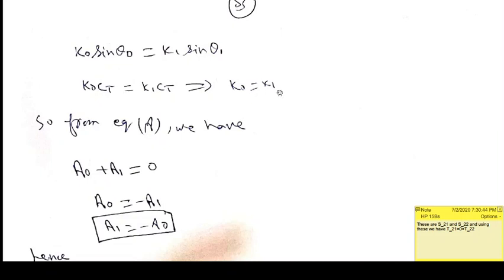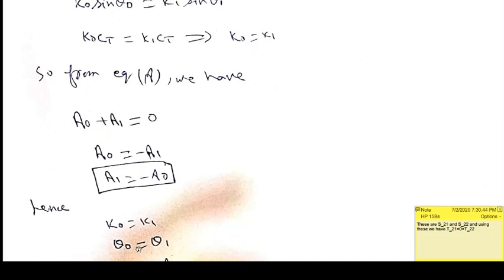Now if you use this here, k1 will be cancelled out, and you will have sin theta naught equals sin theta 1. So by operating with the help of sine inverse, you can write theta naught equals theta 1. That is, if sin theta 0 equals sin theta 1, then by operating sine inverse you have theta naught equal to theta 1.